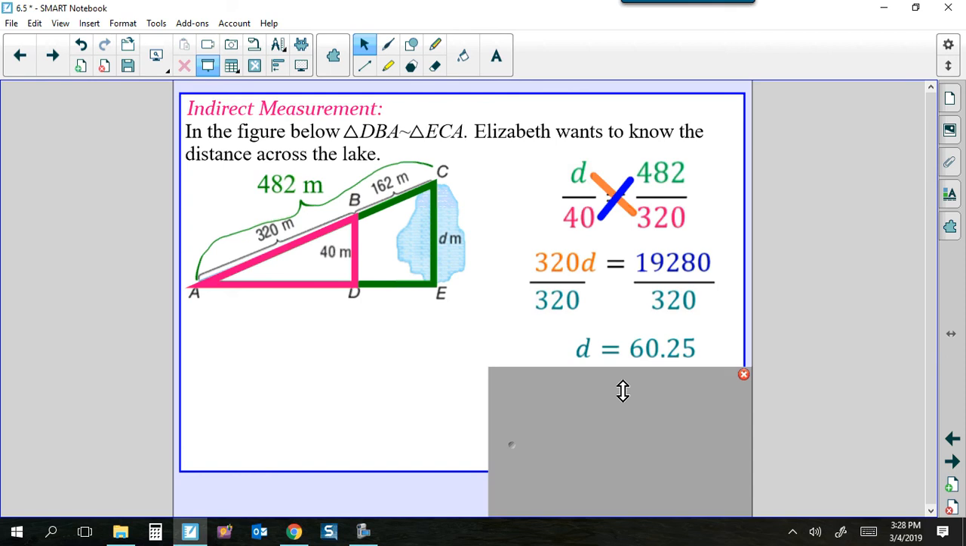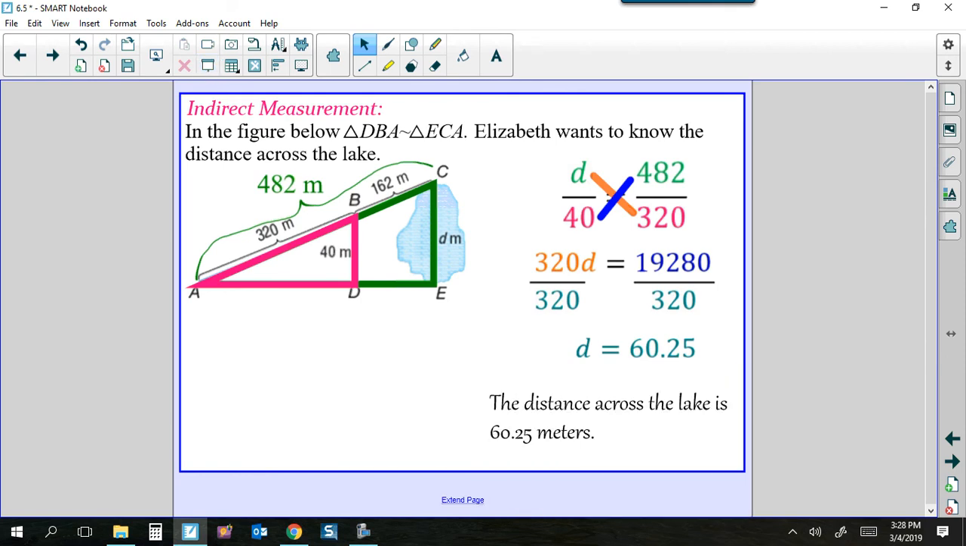Elizabeth wants to know the distance across the lake. Well, the distance across the lake is 60¼ meters. Not too bad. Again, hopefully you're seeing how easy these can be.